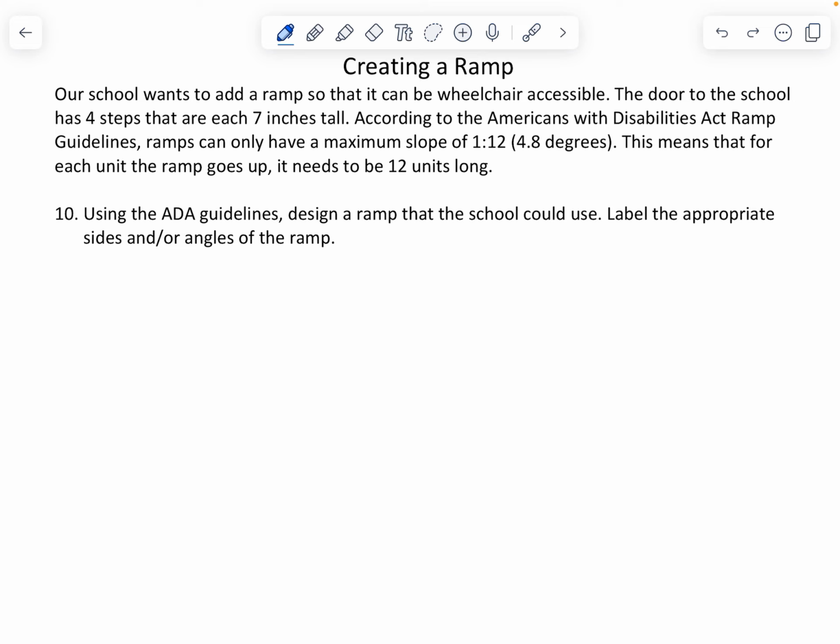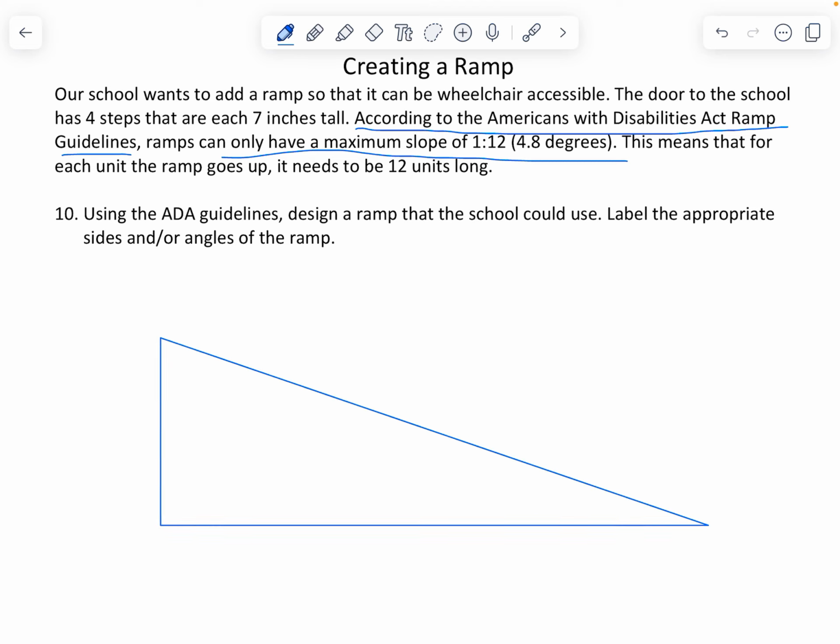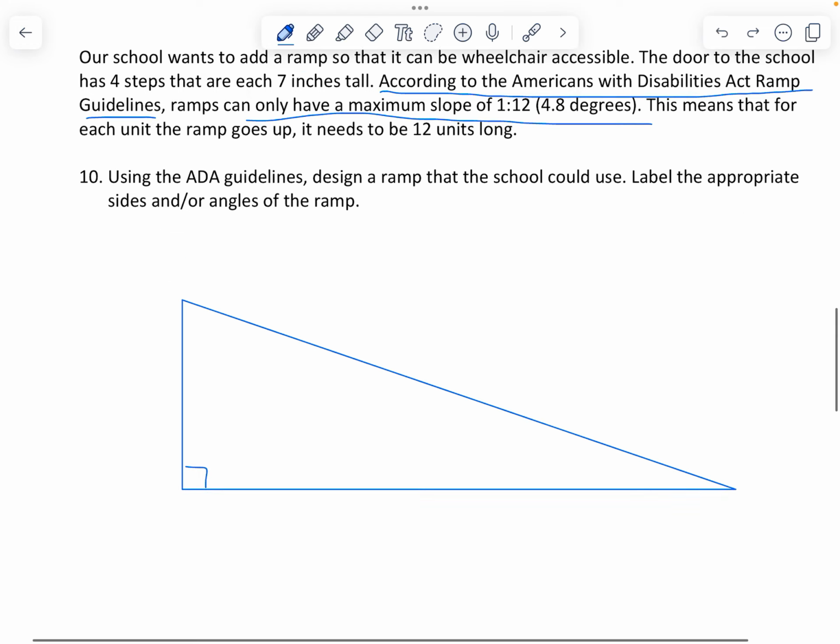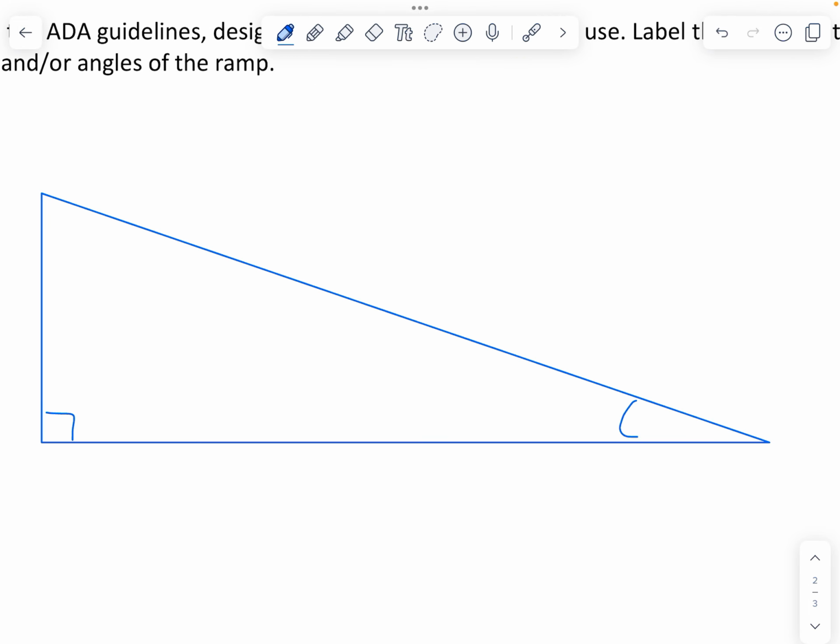So according to the Americans with Disabilities Act ramp guidelines, this is a real thing, you can look it up, ramps can only have a maximum slope of 1 to 12, which is 4.8 degrees. So this means that if you have a ramp, the maximum slope, and remember, slope is how fast this line is going up, right? This right here would be a really small slope, because I'm going up really slow, whereas this would be a really big slope because I'm going up really fast. So the maximum slope that you can have is 4.8 degrees.